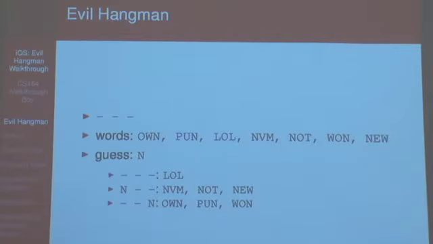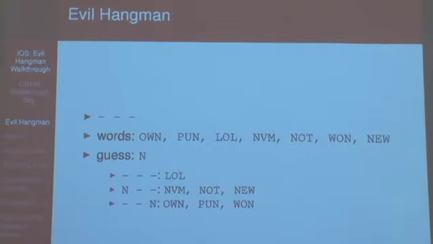Now, once the user guesses the letter N, I have a few things I can do. If I tell the user there is no N in this word, well, out of all of my possible words here, only one of them does not have an N anywhere. And that's the word LOL. So if I were to say to the user, there's no N, that means I'd restrict myself to this set of one word, which is probably not the best strategy.